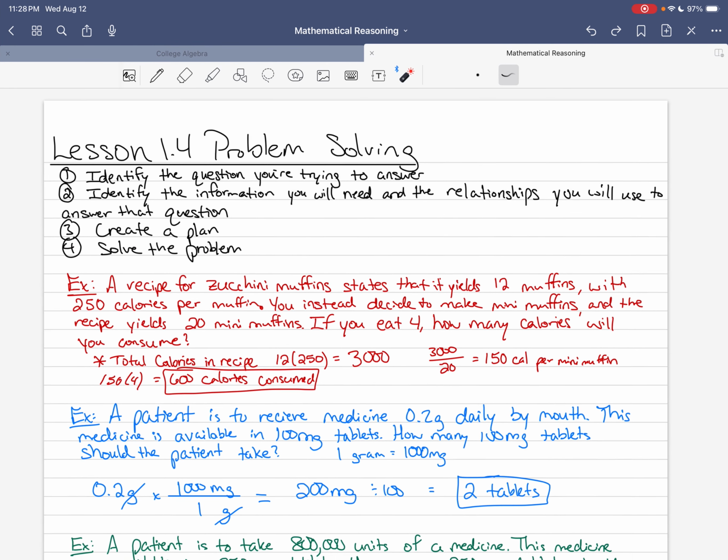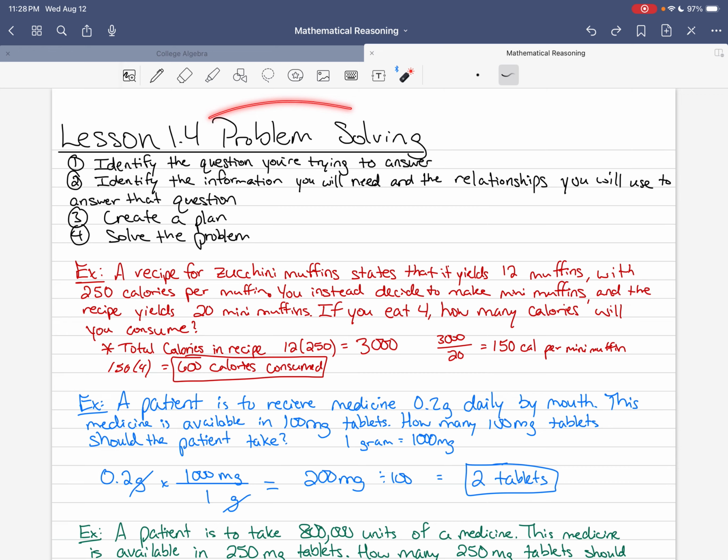Welcome to lesson 1-4. This is going to be a short little lesson on problem solving. With problem solving, there is a 4-step process that you should follow. Now, you don't always have to write out every single step, and when you're solving word problems, these are at least things that you should think through.